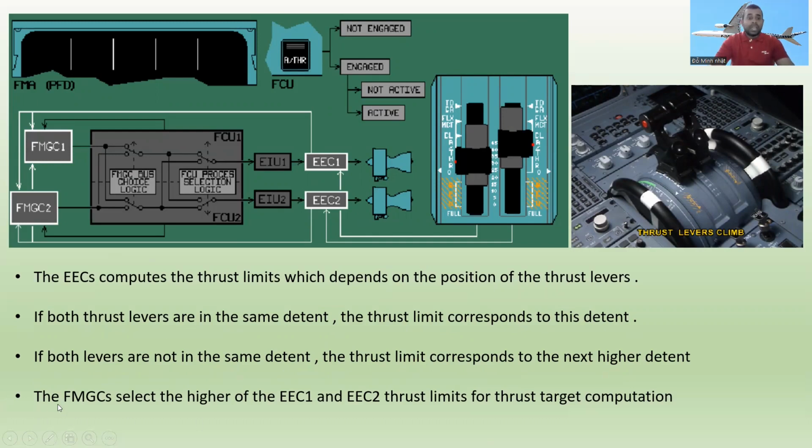The flight management guidance computers select the higher of the EEC1 and EEC2 thrust limits for the thrust target computation. Just remember it.